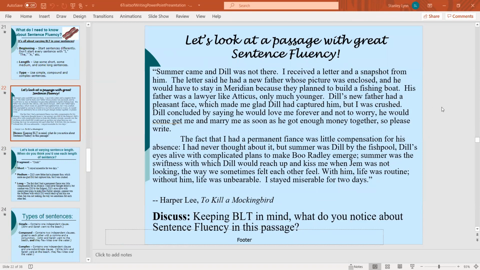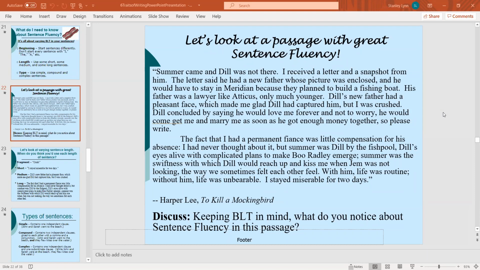Summer came and Dill was not there. I received a letter and a snapshot from him. The letter said he had a new father whose picture was enclosed, and he would have to stay in Meridian because they planned to build a fishing boat. His father was a lawyer like Atticus, only much younger. Dill's new father had a pleasant face, which made me glad Dill had captured him, but I was crushed.